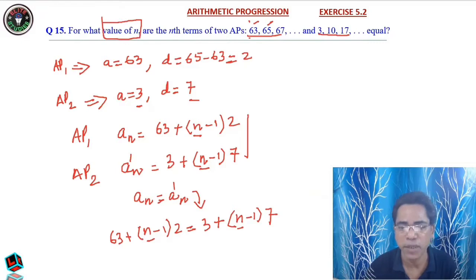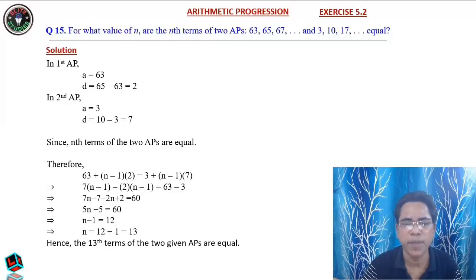Okay. With this hint, now let us go to the fresh solution. In the first AP, a is equal to 63, as given, and d will be 65 minus 63, which is equal to 2. Similarly, in the second AP, a is equal to 3, as I have already told you, and d is equal to 10 minus 3, which is 7. Now, according to the question, the nth terms of the two APs are equal.